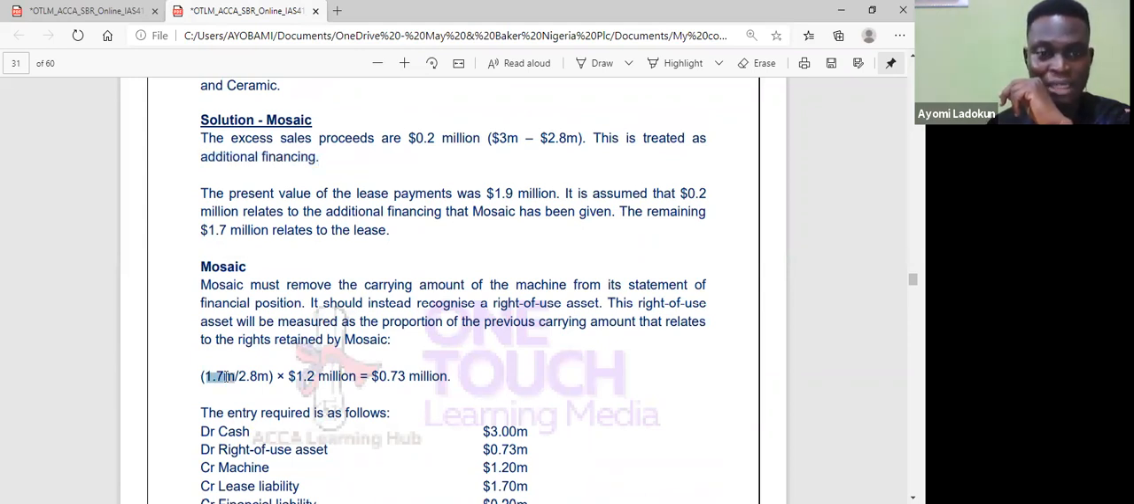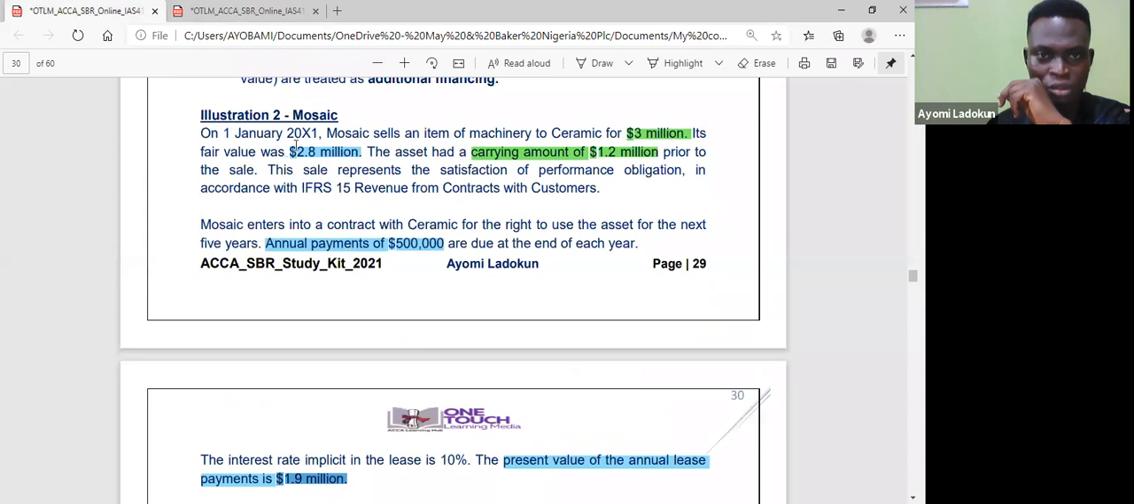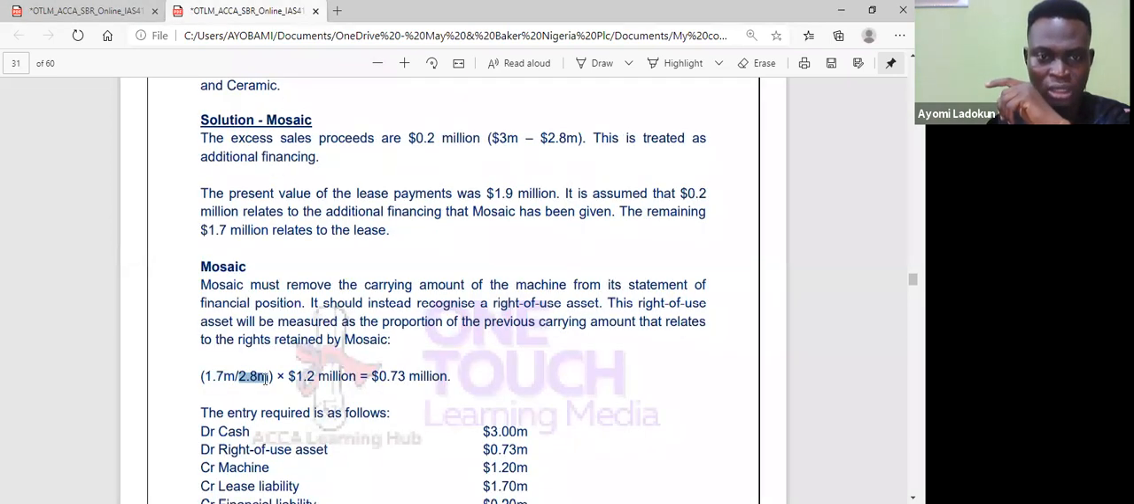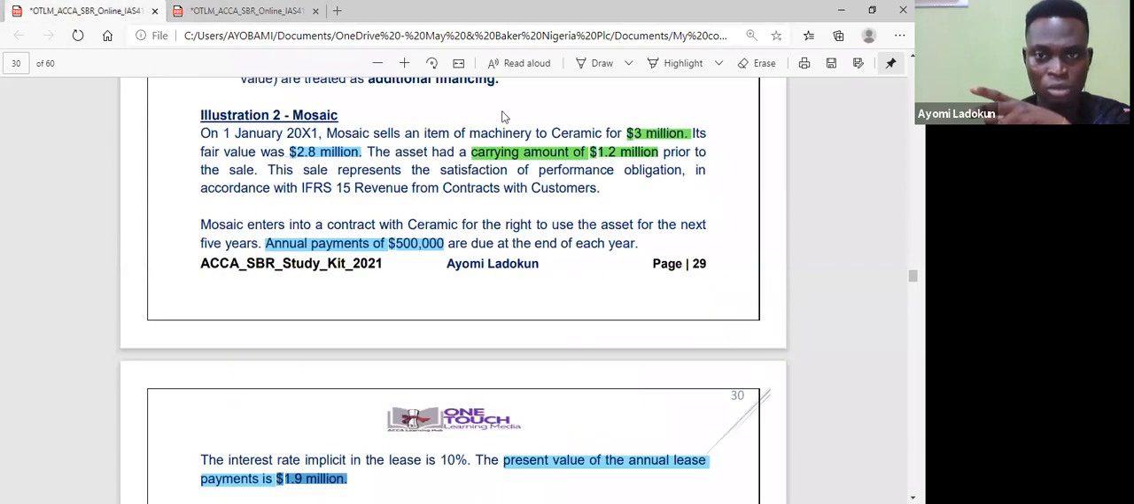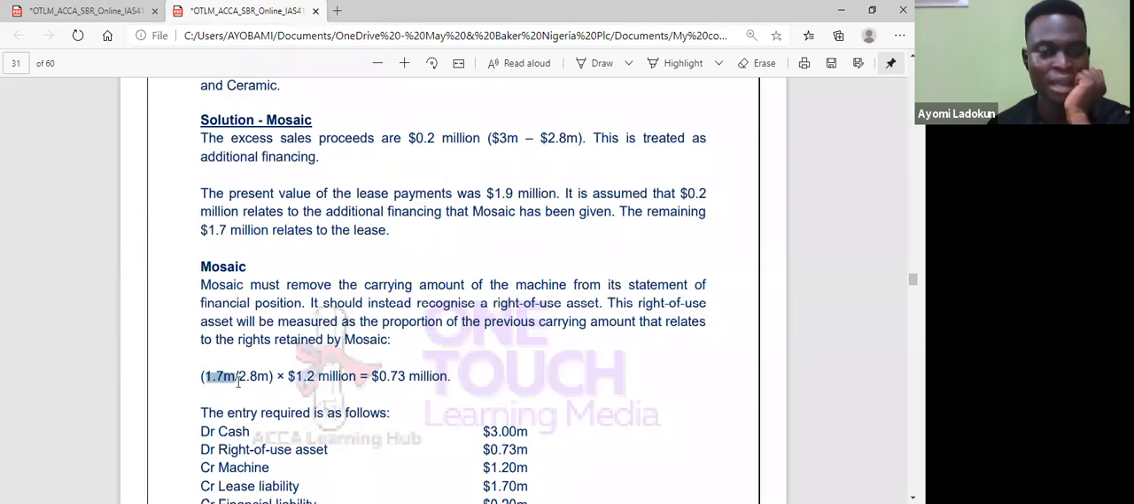Divided by the fair value. So how much is the fair value? 2.8. Can you see? 2.8. So that's why we have the 2.8 here. They multiply by the carrying amount, 1.2. So this is my 1.2, remember? So the only thing is that additional finance will affect my present value of lease because it's an additional finance. Why am I selling below the fair value? That's the only difference.